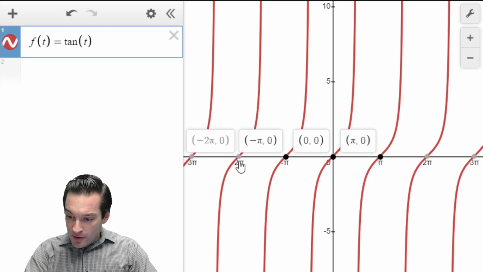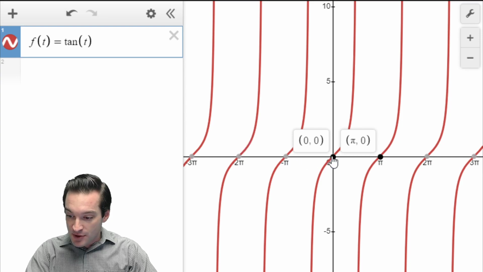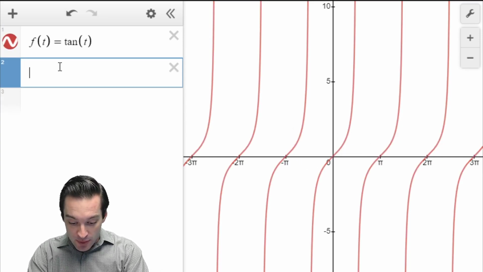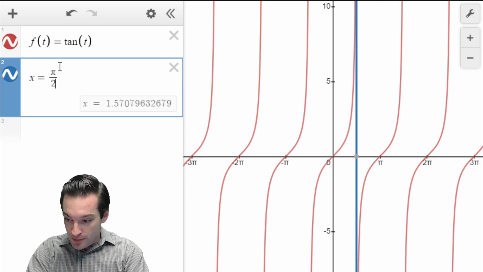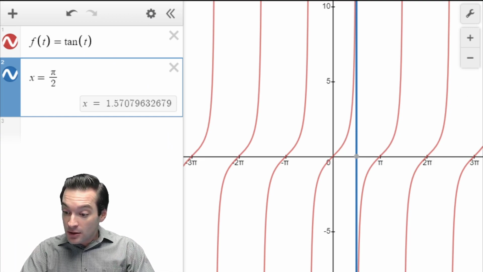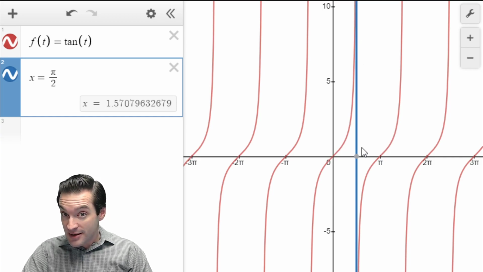What about the places where my tangent function is undefined? We just decided, for example, that pi over 2 was such an example. So if I plot the vertical line x equals pi over 2, what I find out is that that vertical line looks like a vertical asymptote for the tangent function. There is no point on this graph of tangent that has an x value of pi over 2, because the tangent of pi over 2 is undefined.